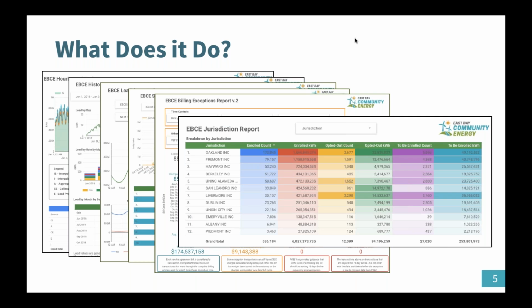This is probably the most used report that we have here. This is just to give you the sense of self-service that people can do. This is basically updated every day. It shows you what's the situation with how many customers we have enrolled, at what jurisdiction level, what the KWH is associated with those customers in 2019, what we're predicting it to be, and then same thing for opt-out, and then same thing for to be enrolled. And so you quickly get a sense of what jurisdictions maybe are seeing higher opt-out rates for whatever reason, as well as the difference between an opt-out by customer versus an opt-out by KWH.